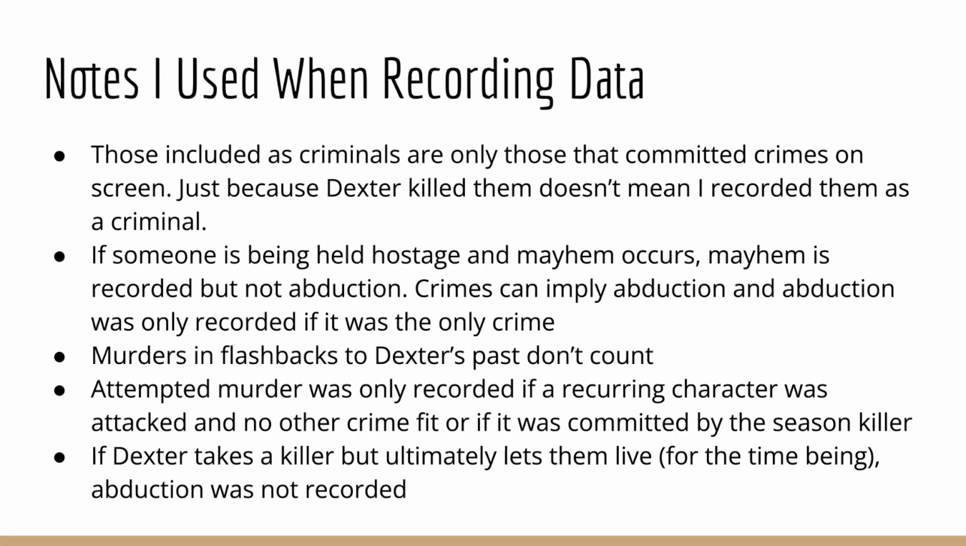Crimes can imply abduction, and abduction was only recorded if it was the only crime. Murders and flashbacks to Dexter's past don't count. Attempted murder was only recorded if a recurring character was attacked and no other crime fit, or if it was committed by the season killer, and if Dexter takes a killer but ultimately lets them live, at least for the time being, then abduction was not recorded.